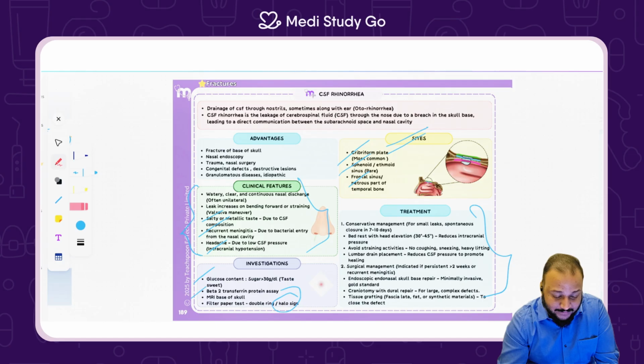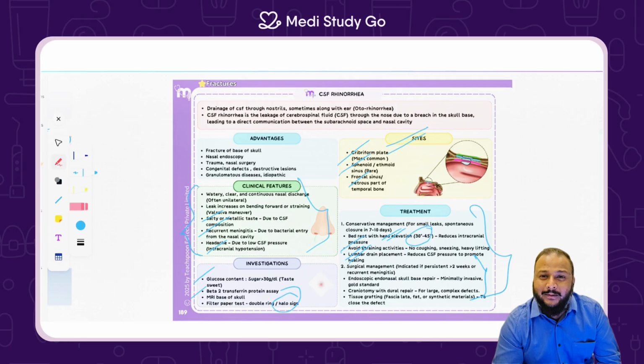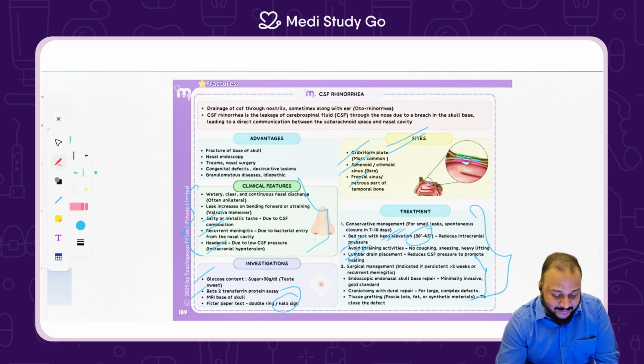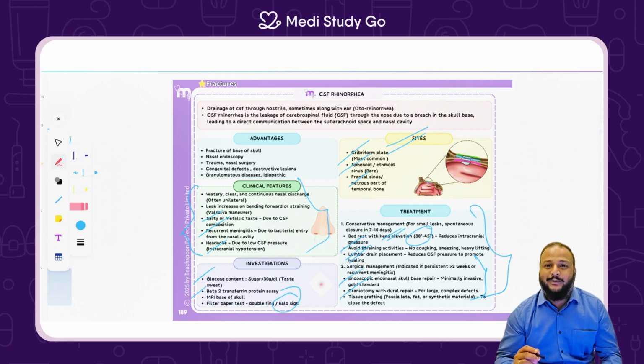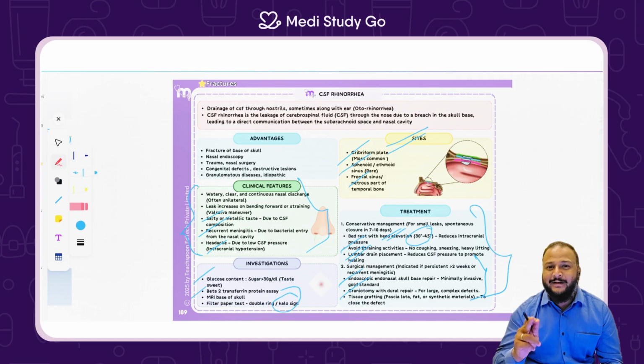treatment protocol over here: for small leaks, bed rest with head elevation 30 to 45 degrees, avoid strenuous activities, a lumbar drain placement, and finally if you have a CSF rhinorrhea because of a traumatic brain injury, in that case there either has to be a craniotomy or endoscopic skull base fracture repair. And on that note, we have finished with the CSF, but don't worry, we still have the MCQs for you and they are going to be covered right now.